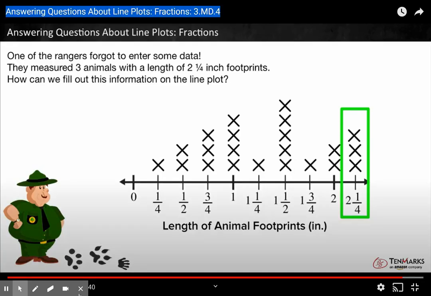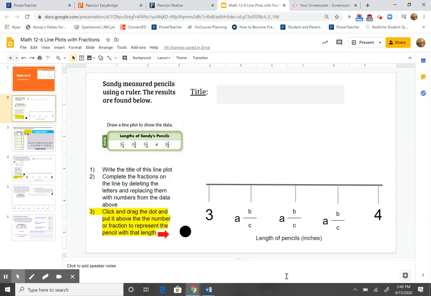In this video, you learned how to answer questions about line plots. The next step is taking what you just learned and applying it to creating your own line plots with data. So you can see right here, Sandy measured pencils using a ruler. The results are below. Draw a line plot to show the data.